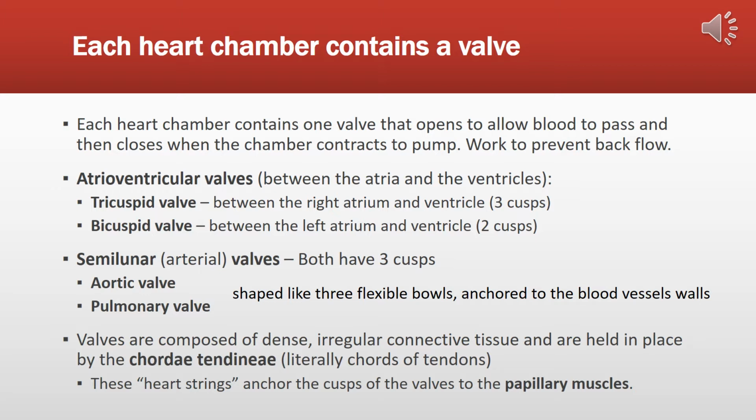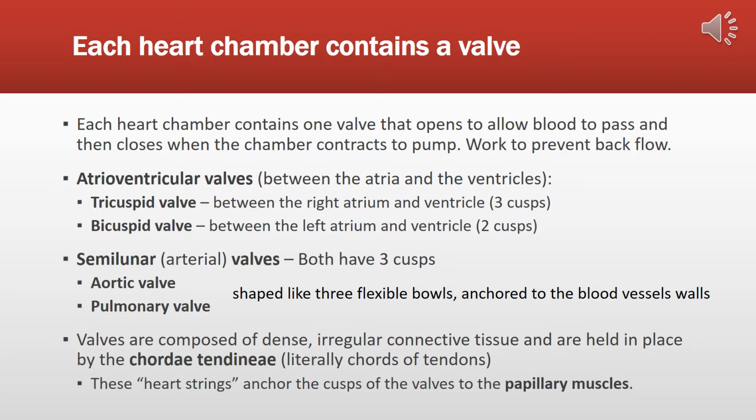And then there's the bicuspid valve, which is called something else in the book. I think they just use the two names interchangeably. We'll talk about that in a second. And this is the valve between the left atrium and left ventricle, and this has two cusps.